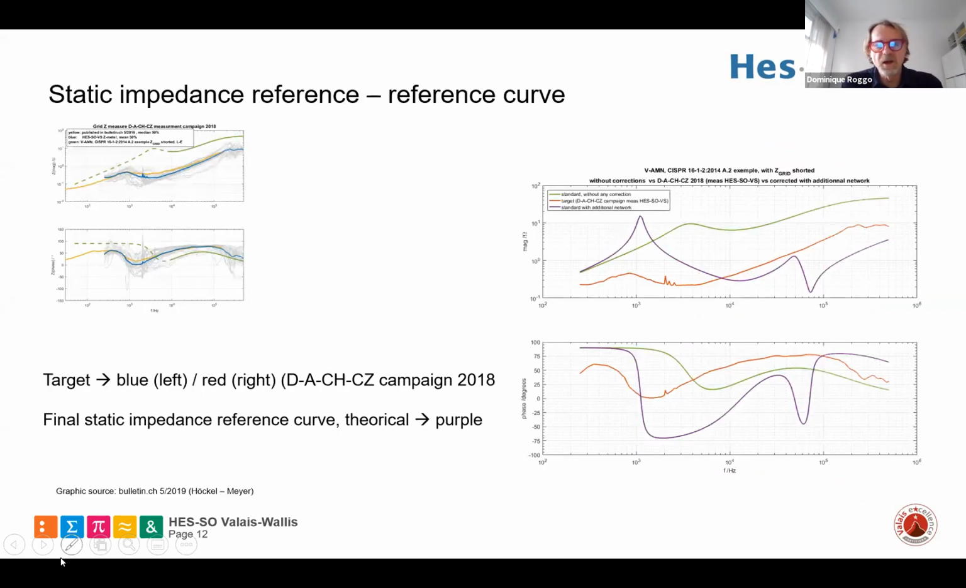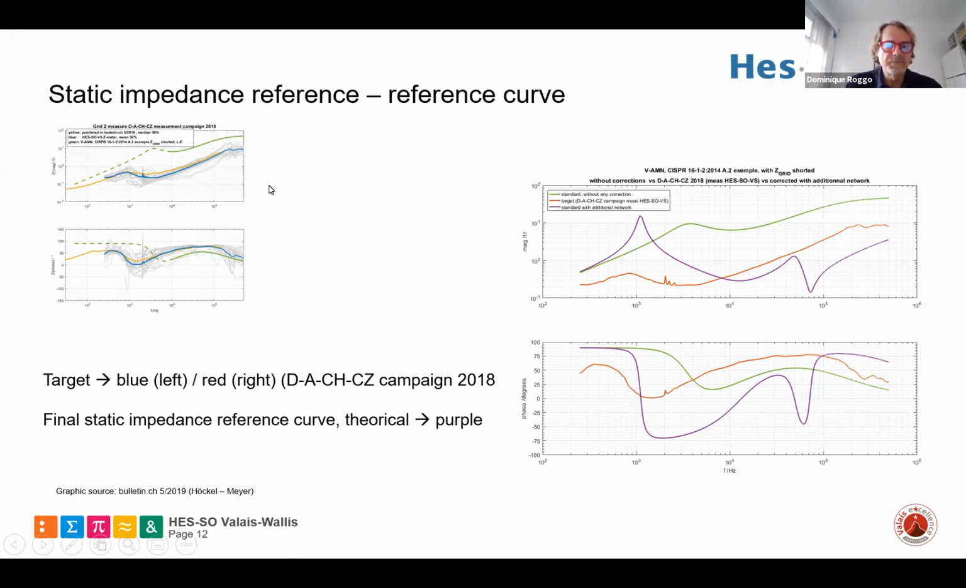First, the definition. What do we need as a static impedance reference? There are already references defined by standardization communities like CISPR 16. Now, do they match the need for power line communication in the frequency range 3 kilohertz to 150 kilohertz or even 500 kilohertz? There have been many measuring campaigns, for instance, the DARCZ campaign, ended in 2018, involving TU Dresden, for instance.